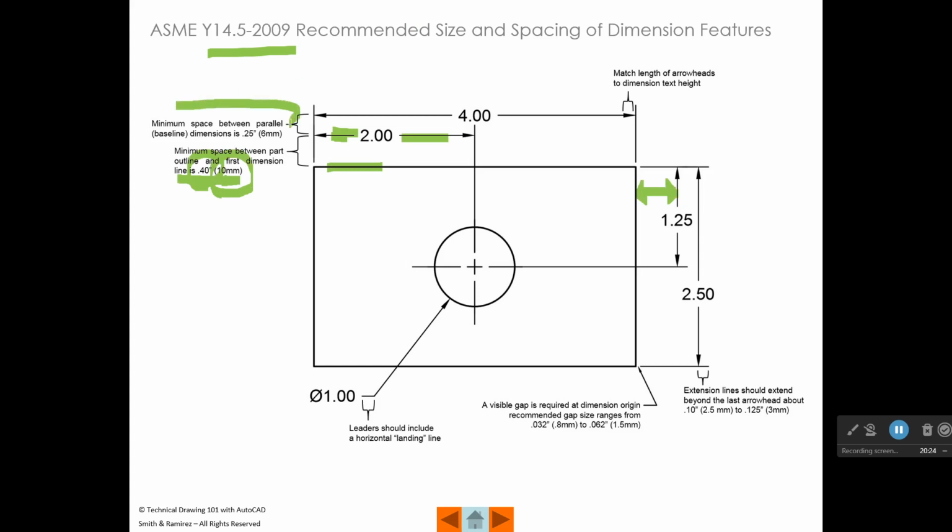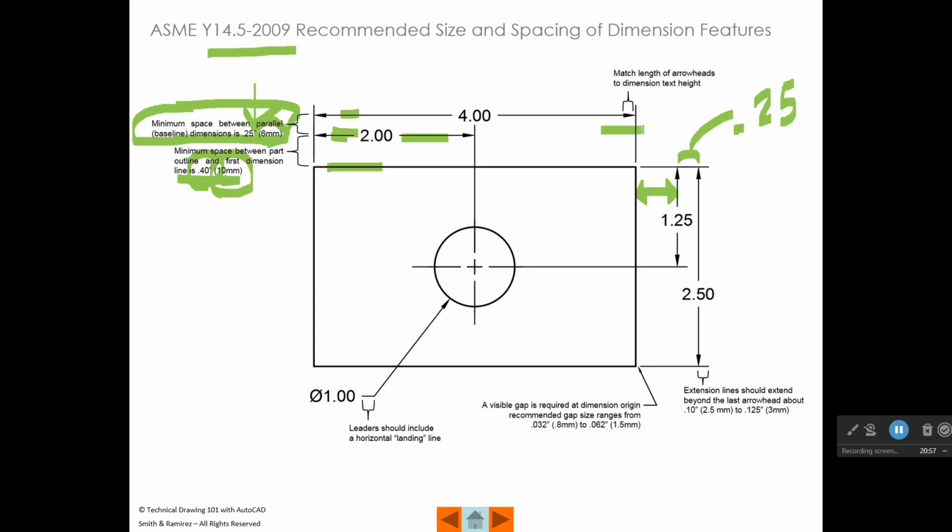Then the standard says that from this dimension to the next dimension, you need to have a minimum of 0.25 inches, or if it's in the metric system, 6 millimeters. So the minimum distance between these two dimension lines right here would be 0.25. Now, because that's a minimum, we can go farther than that, and usually we will, because 0.25 is a little bit crowded, I think.